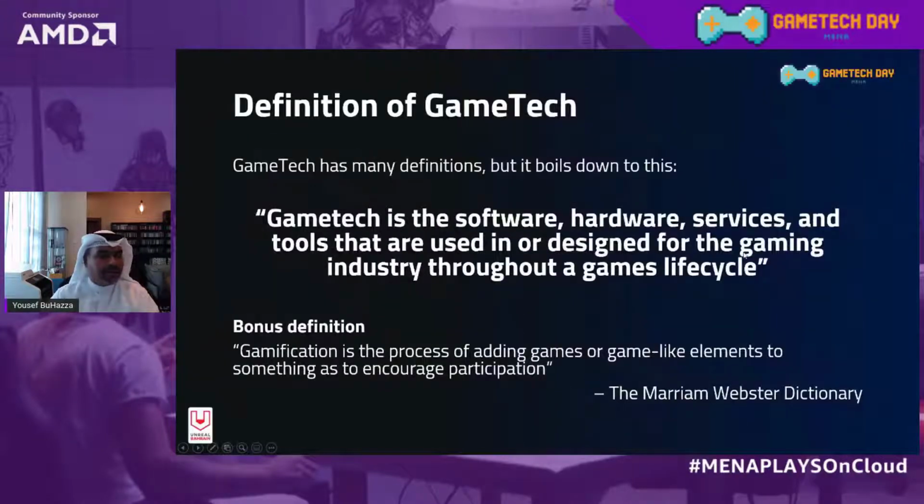When trying to find a definition for it, the closest thing that could be found is that GameTech is defined as software, hardware, services, tools that are designed or used in the gaming industry throughout the game's lifecycle. There's also a bonus definition I'm adding here that is kind of related. Basically, it's about gamification, which is the process of adding games or game-like elements to something to encourage participation. That's the Merriam-Webster dictionary.